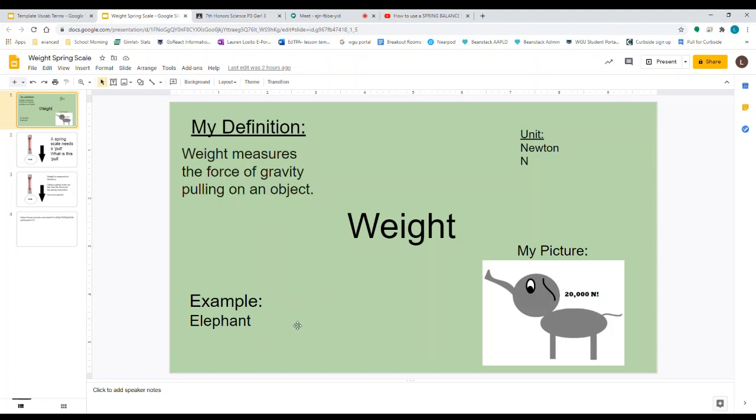I thought of an elephant because when I think of something with a lot of gravity pulling on it, I think of a bigger creature, like an elephant. So I wrote that he is 20,000 newtons, and then I wrote newtons as my unit up here.